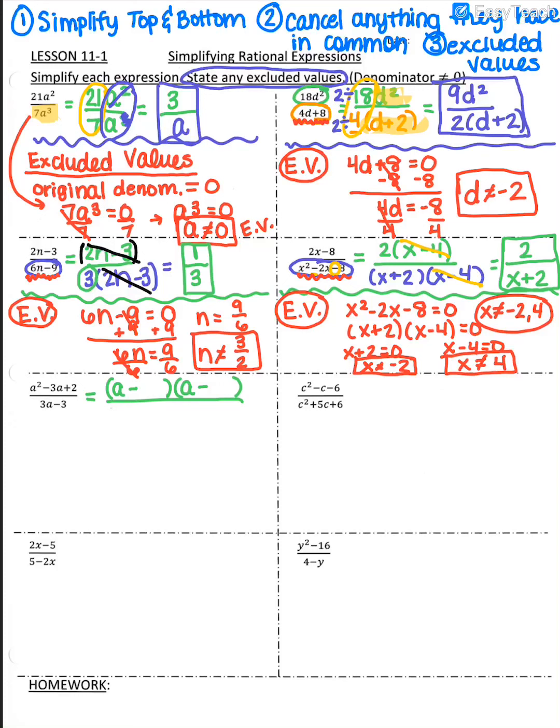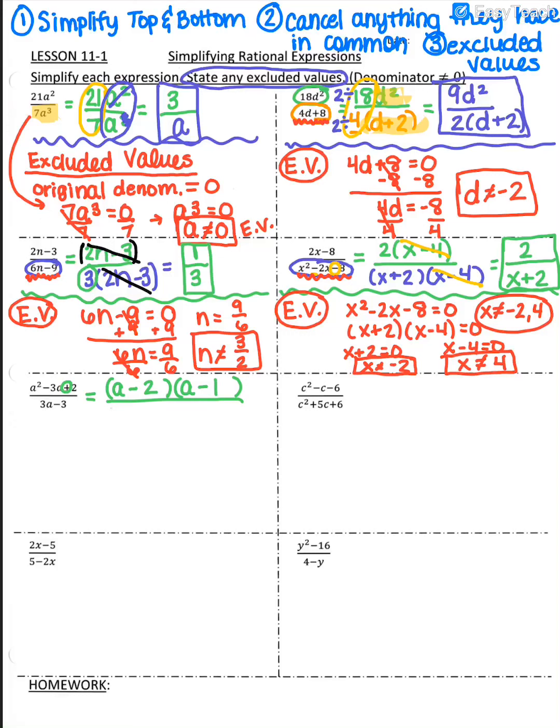Now I need numbers that multiply to 2 but add up, and we're adding because of this sign right here, so they add up to 3. And the only numbers that do that are 2 and 1, because 2 times 1 gives me 2, but 2 plus 1 gives me 3. And since my signs are the same, it doesn't matter where I put what. Now I'm going to go and simplify the bottom a little bit.